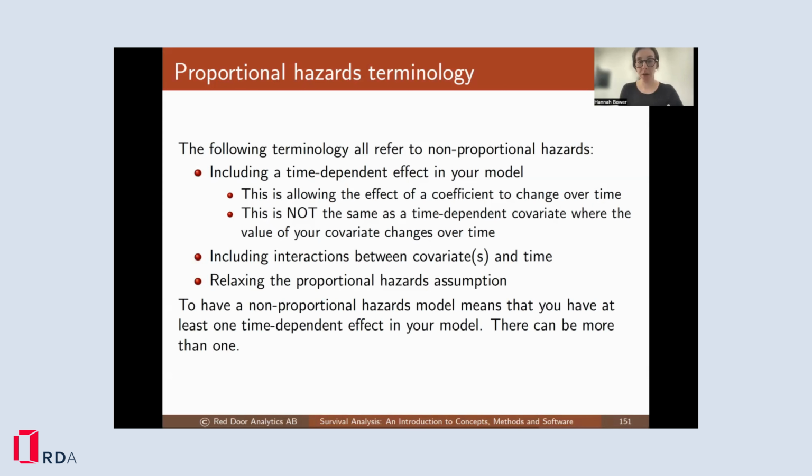You can have more than one. But if you have several covariates in your model and you allow for the hazard ratio of one covariate to change over time, but not for the others, that is still a non-proportional hazards model, but it allows for the effect of that specific covariate to vary across time.